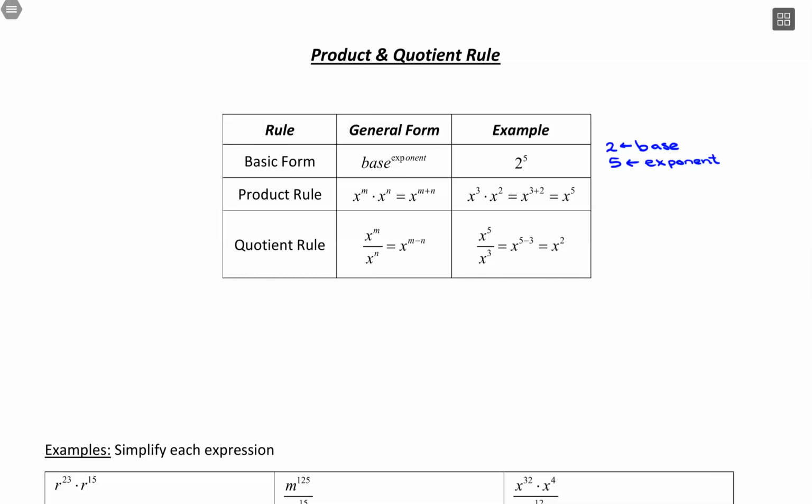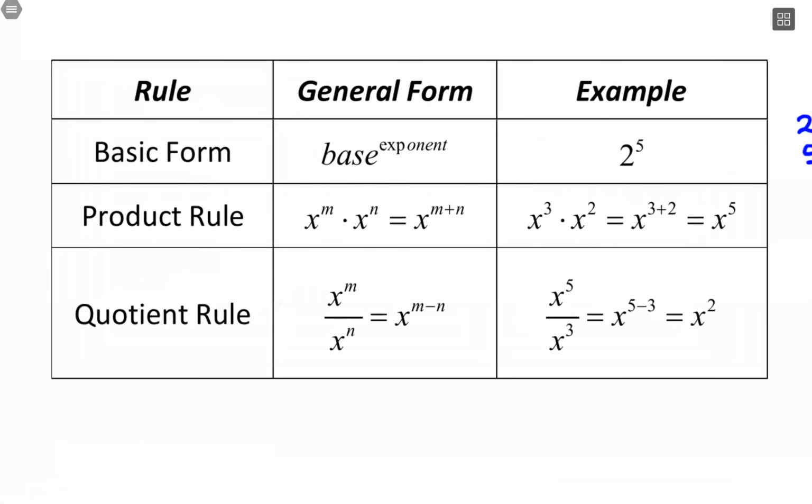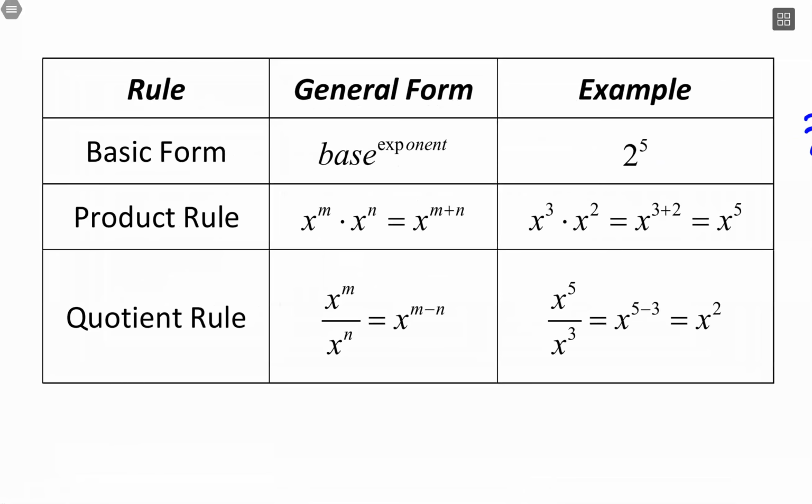So let's start with the product rule. When we work with the product rule, what we're doing is multiplying. So the word product links to multiplication. So we're multiplying two pieces, and what's key is that they have the same base. So this only works if they have the same base. And what we can do is the product rule tells us that we can combine this into a single value with that same base. And then what we do with the exponents is we add them.